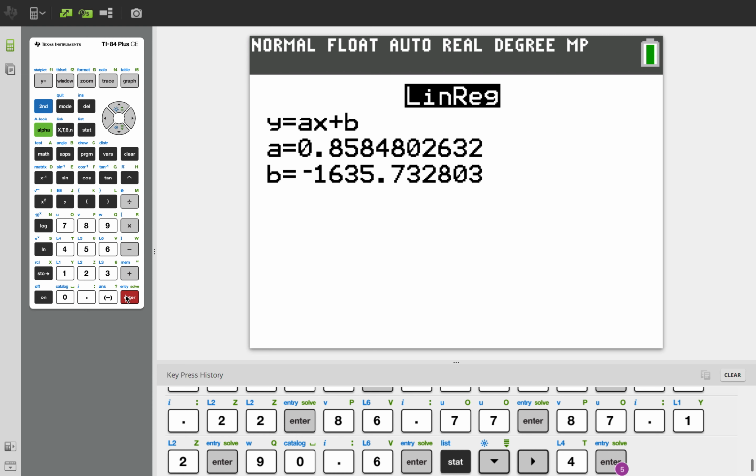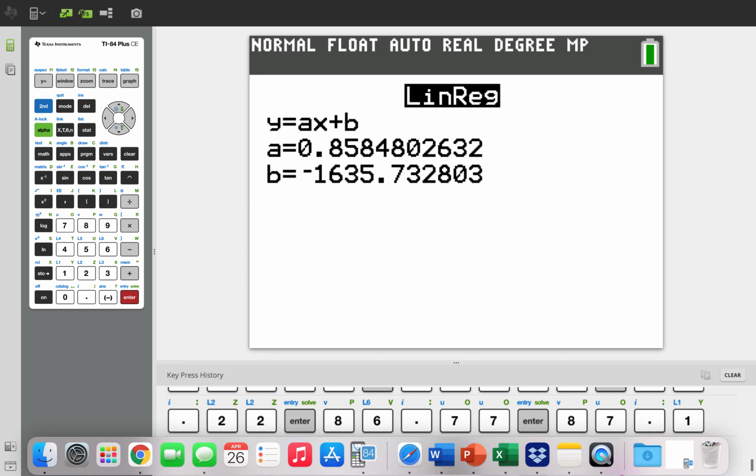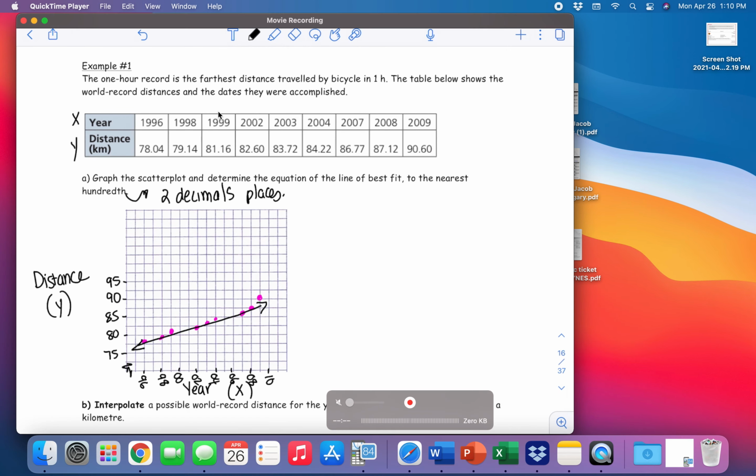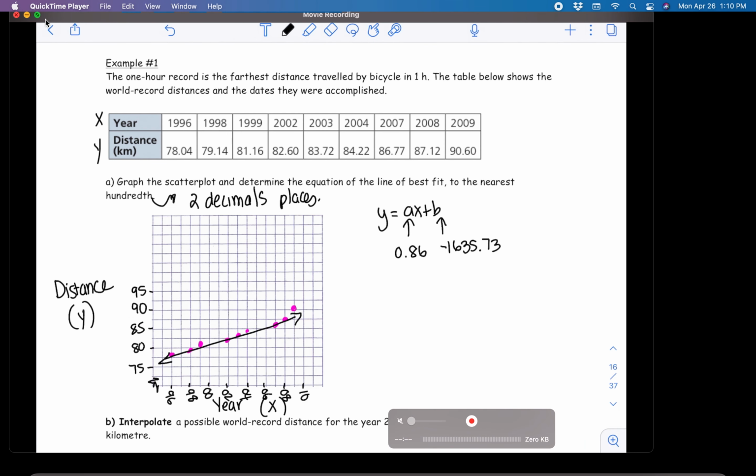So you should be getting y equals ax plus b, where a is equal to 0.86 because you're going to round to 2 decimal places, and b is equal to negative 1635.73. So we're writing these numbers down, but we need to write them as an equation. So make sure that you do finally write it as an equation. So I'll show you what that looks like.